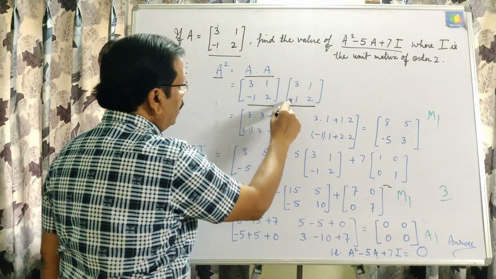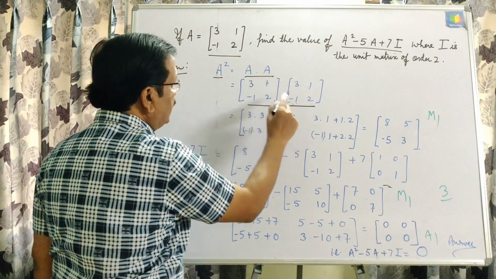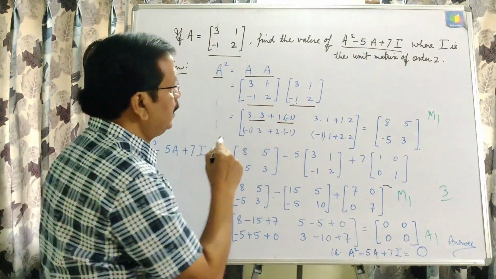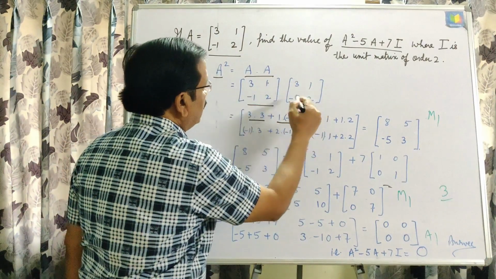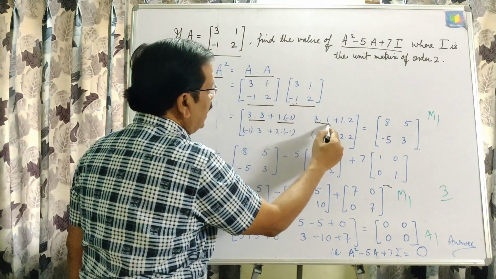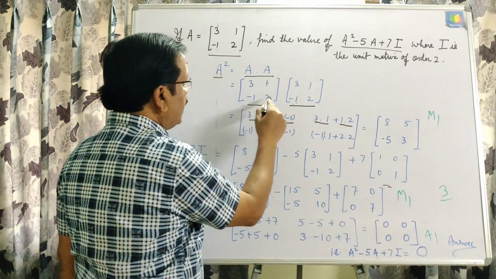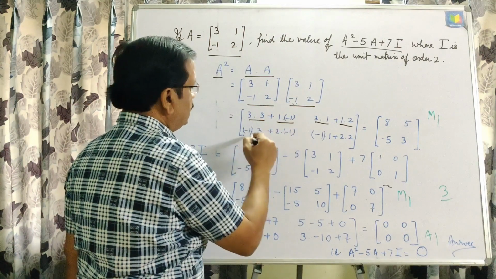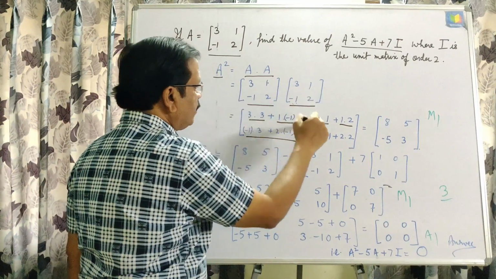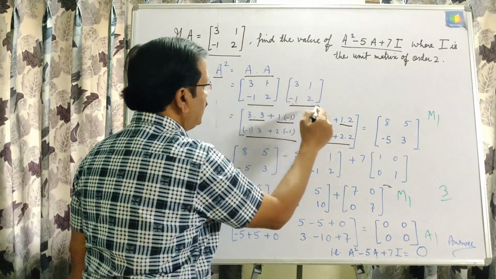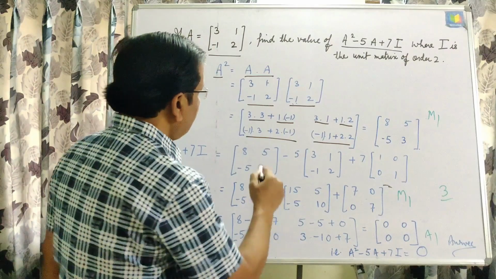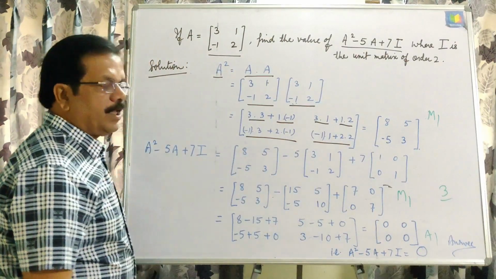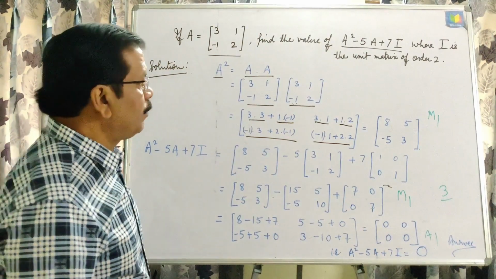first row, first column corresponding elements multiplied and added. First row, second column corresponding elements multiplied and added. In the same way, second row, first column corresponding elements multiplied and added. And second row, second column corresponding elements multiplied and added. Then after solving, we are getting 8, 5 and minus 5, 3. Okay, we should be careful about sign also.